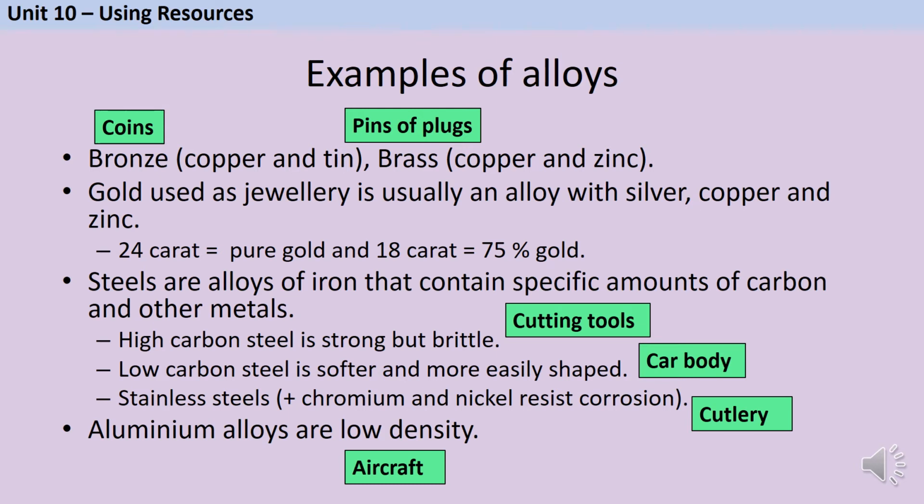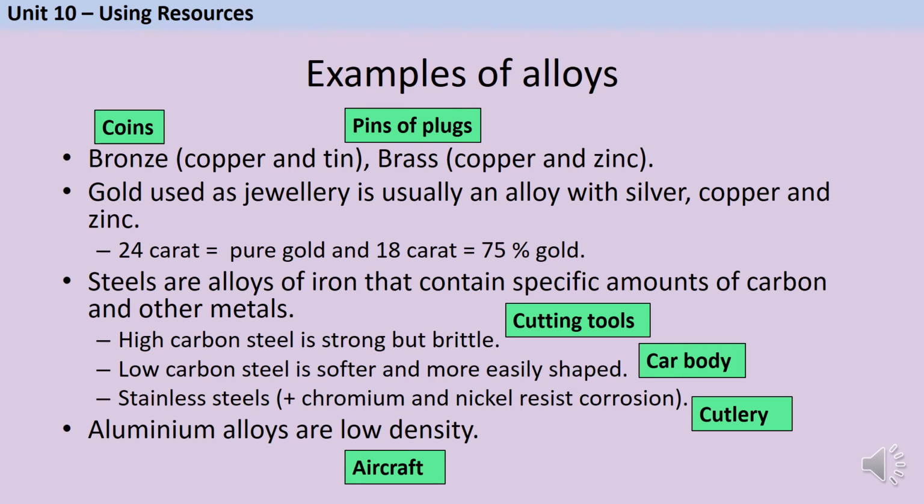Stainless steels, rather than containing carbon, contain small amounts of chromium and nickel, and they're able to resist corrosion. This makes them useful for making things like cutlery, because a lot of our food has small amounts of acid in them, and so if we used pure iron, it's possible that the cutlery would start to wear away, or just that it would tarnish because of the acid in the food.